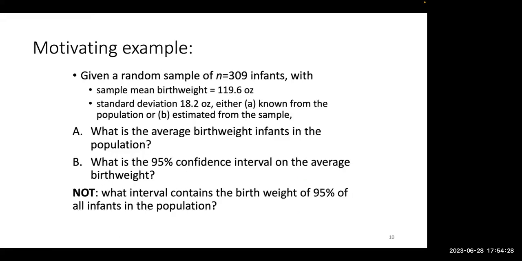Now, why is it a mean estimate? Because if we are looking at a random sample of 309 infants, and we now know the standard deviation from the population to be 18.2, we can use this to quantify that confidence interval around our mean estimate of 119.6 ounces, to compare this to the overall population of infants born.